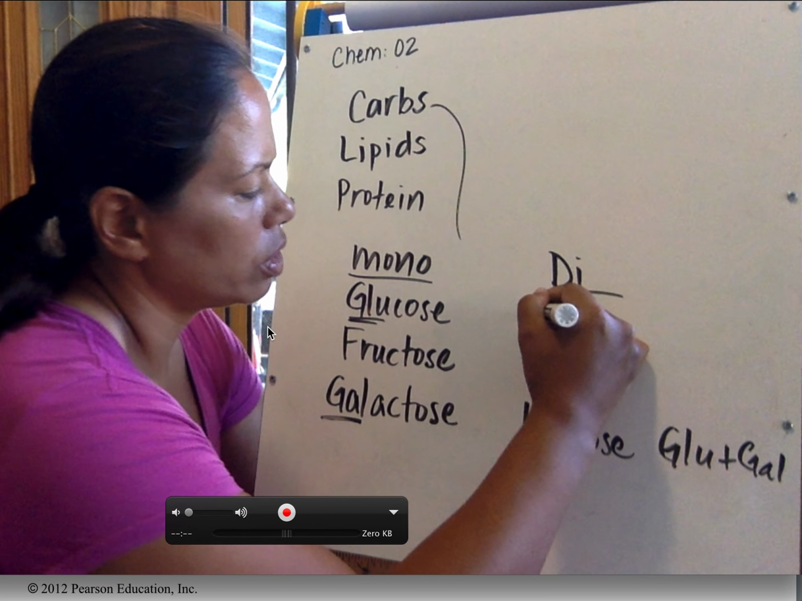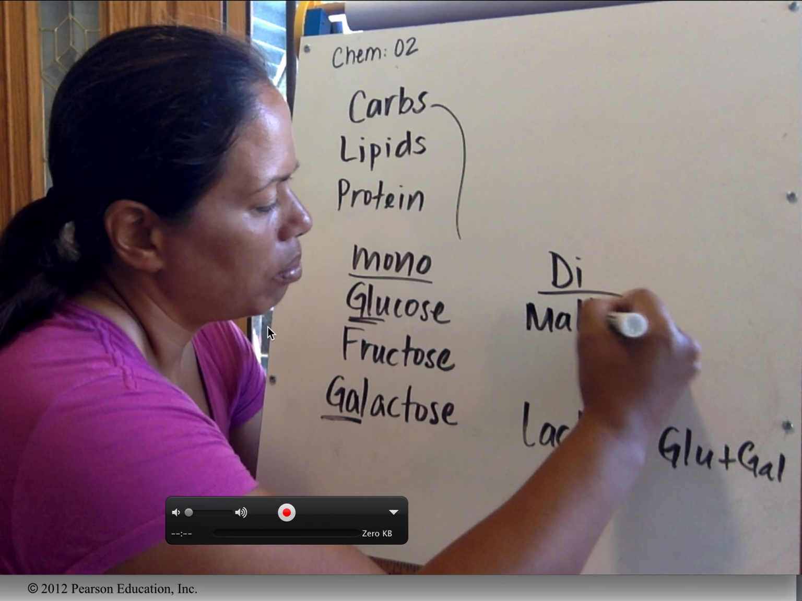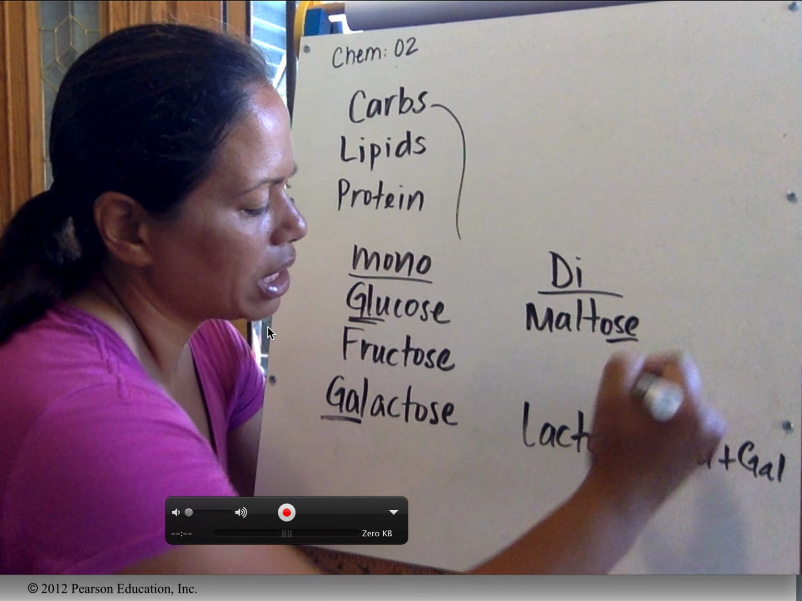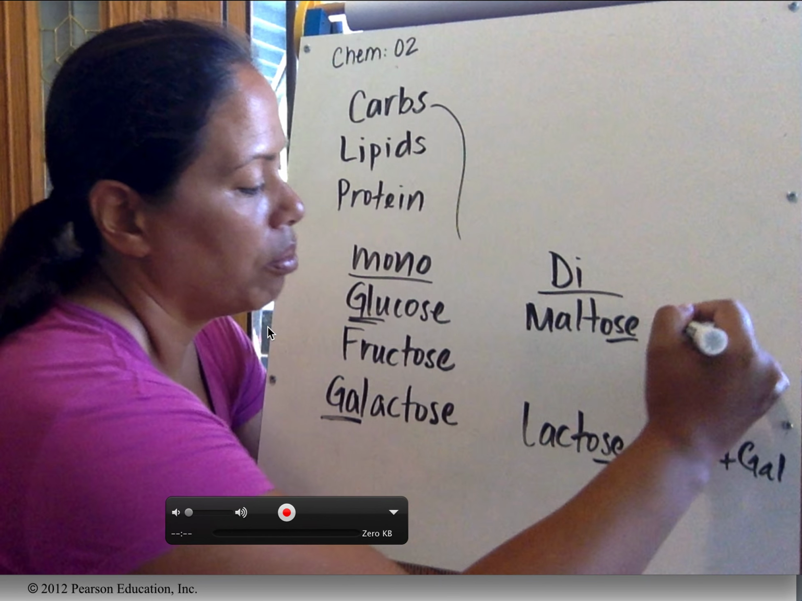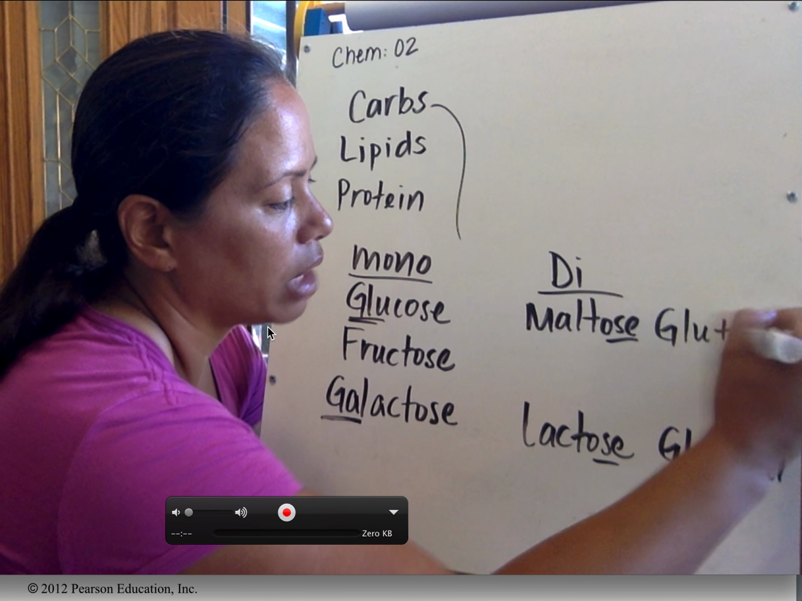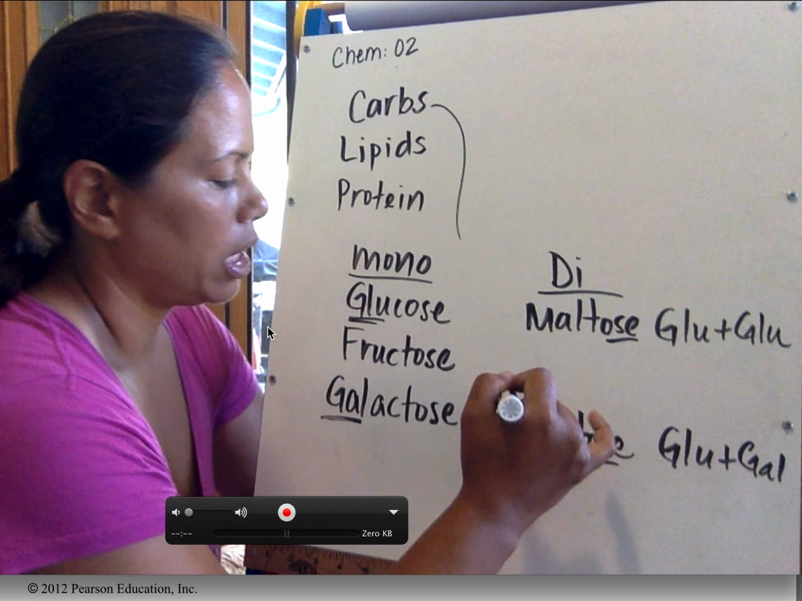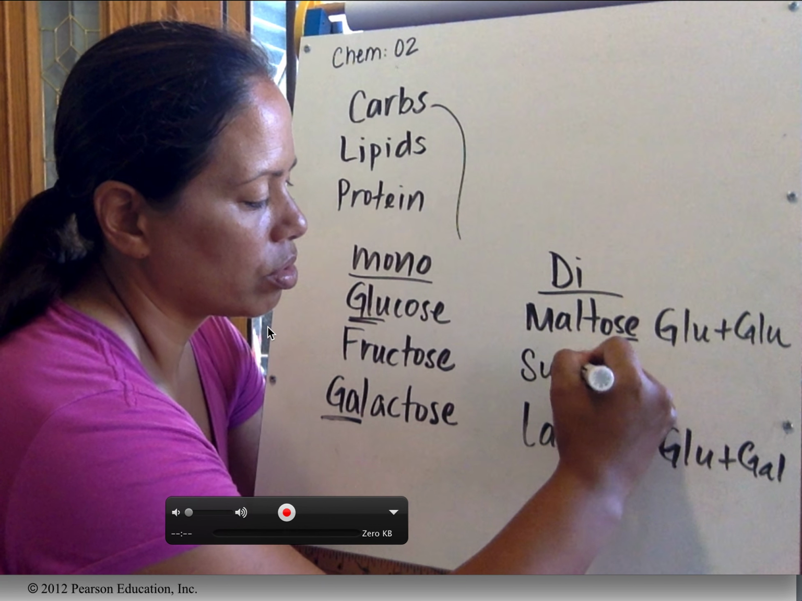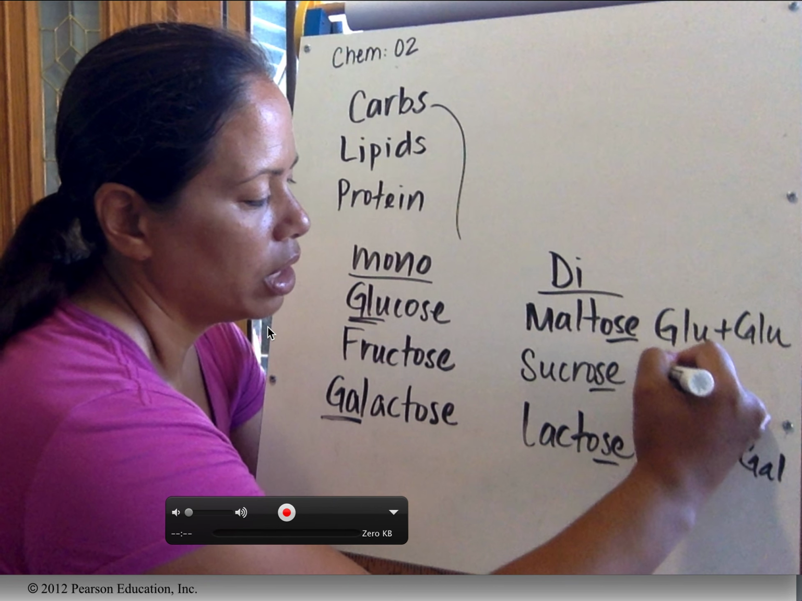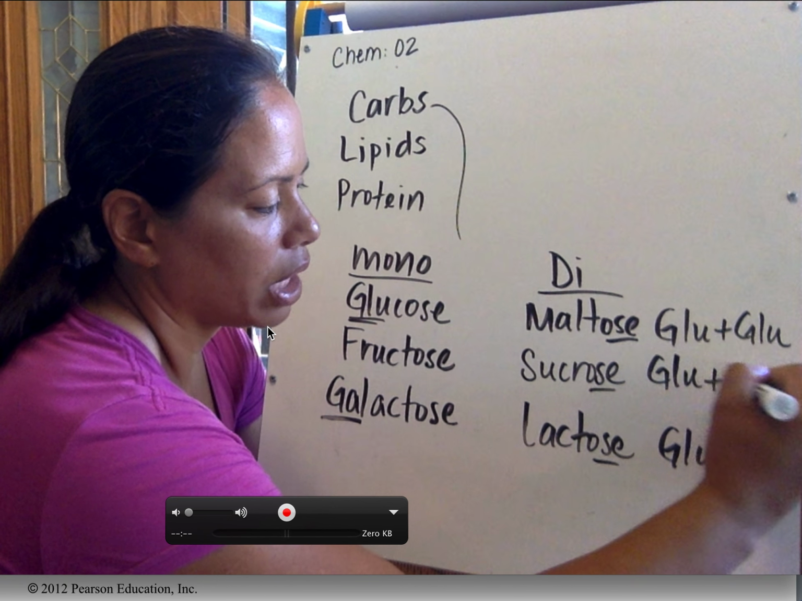So let's do maltose. Maltose, OSE refers to it being a sugar. Maltose is a combination of glucose and glucose. And then the last one is sucrose. Sucrose is basically table sugar, and it's a combination of glucose and fructose.